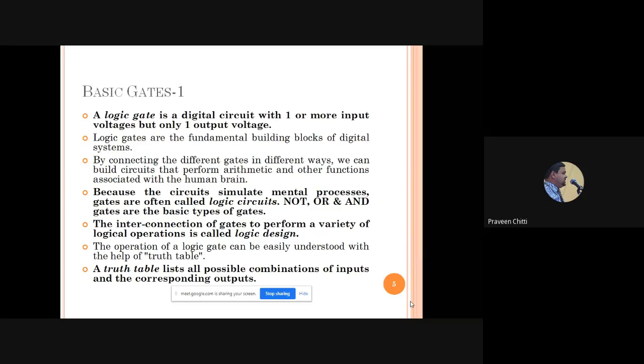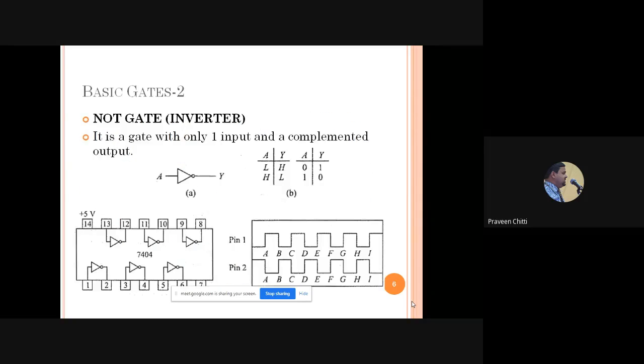Yes? Truth table. Truth table, yes. Right? So we'll study now one by one what are the different gates.